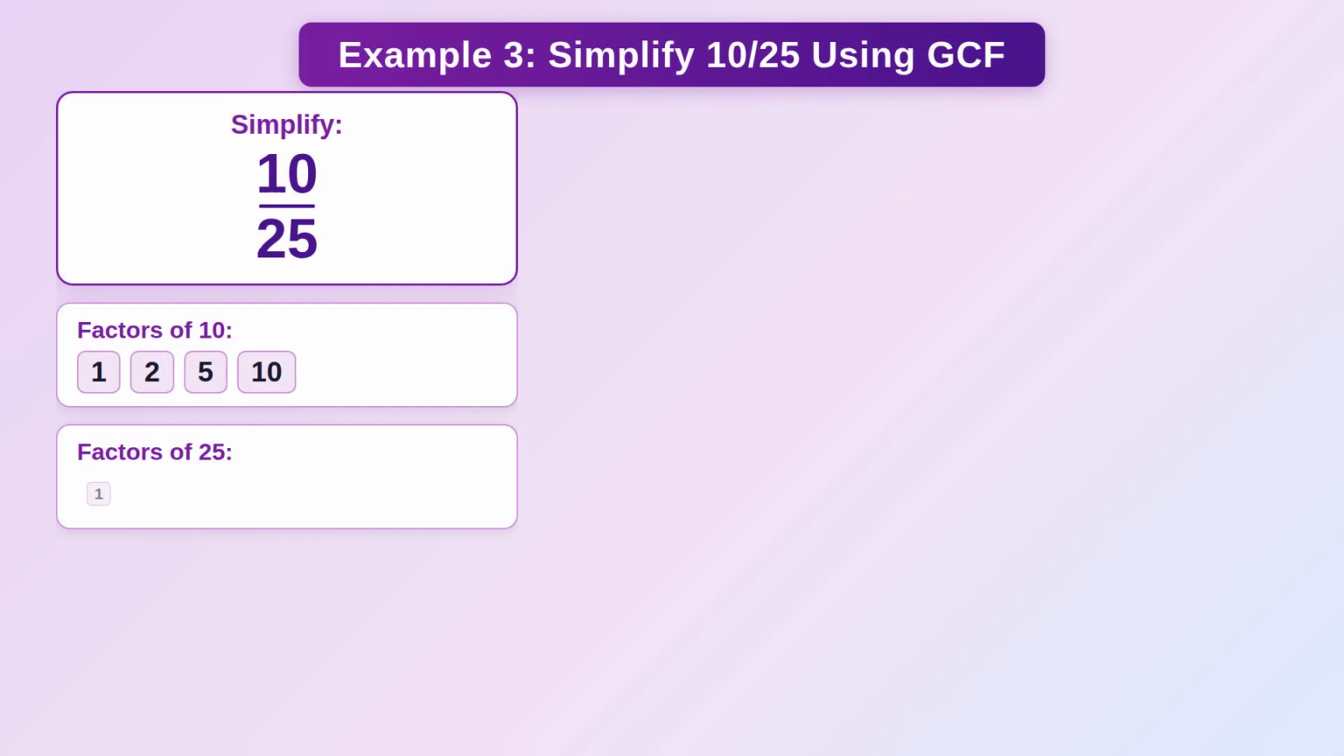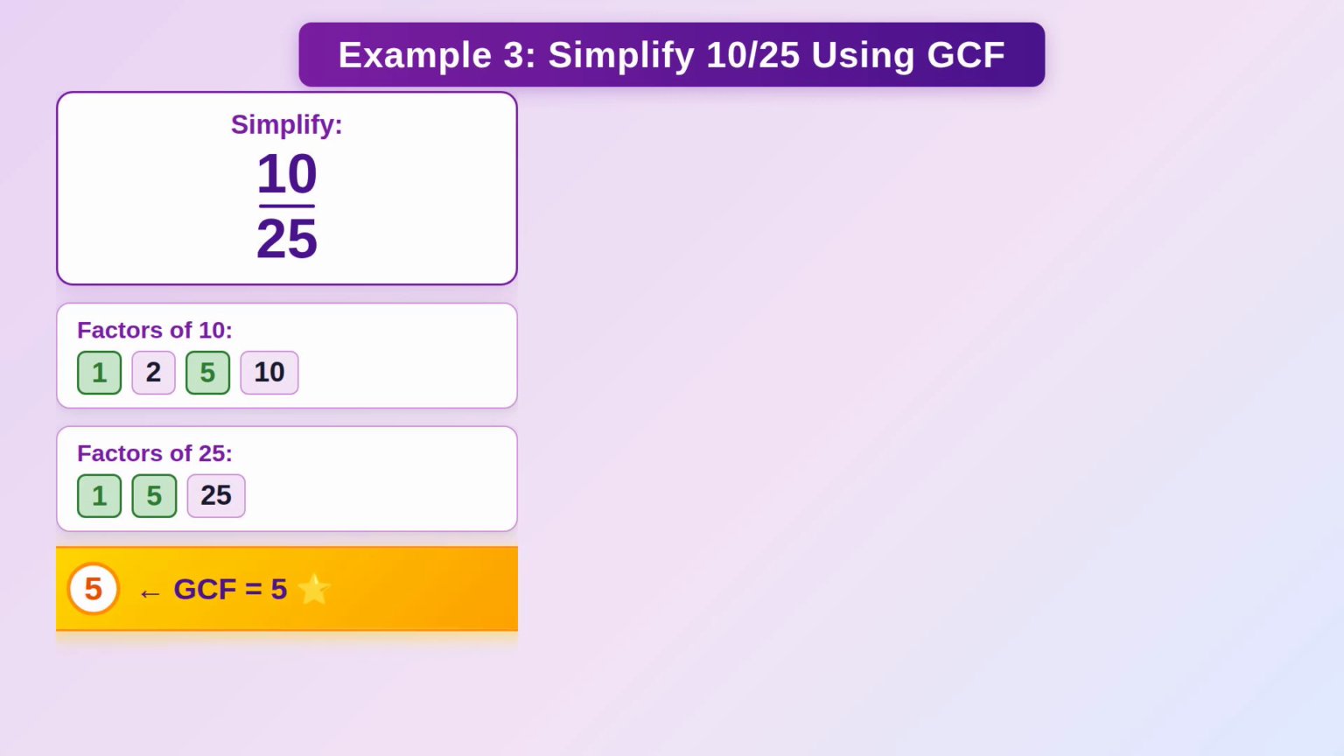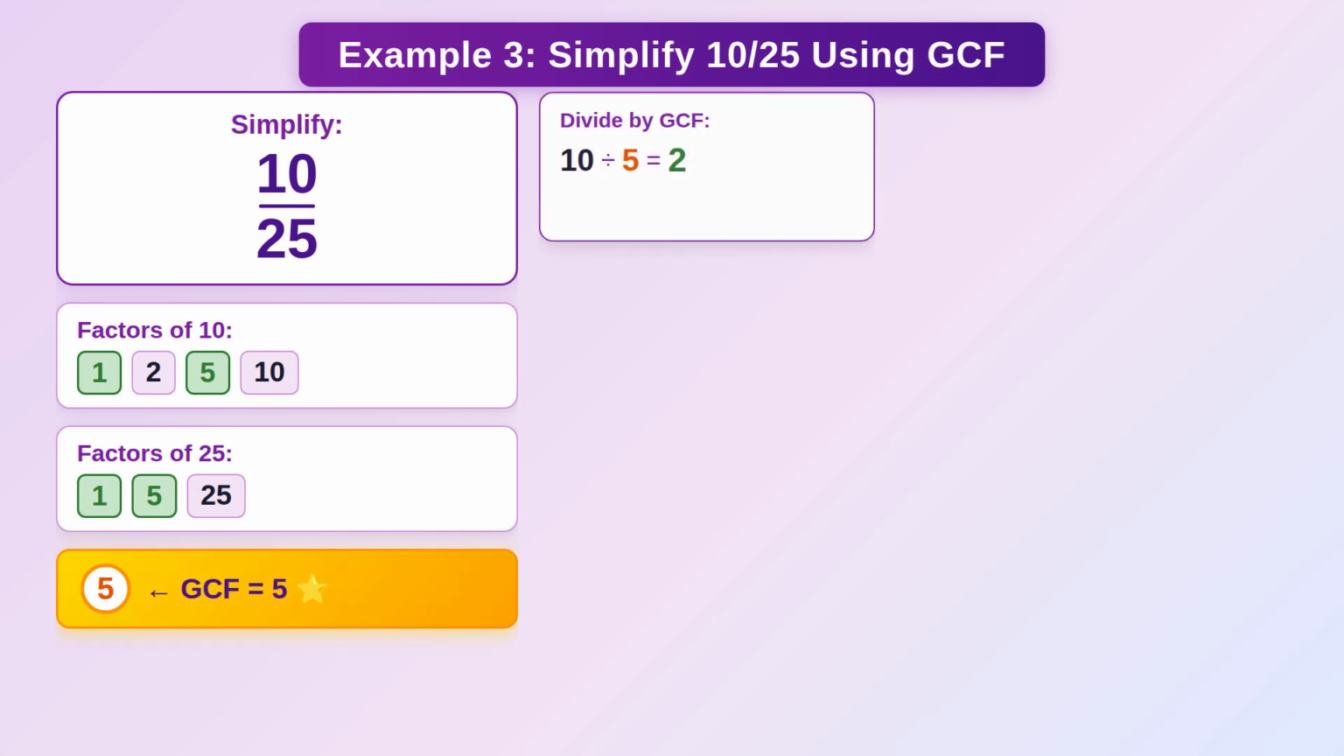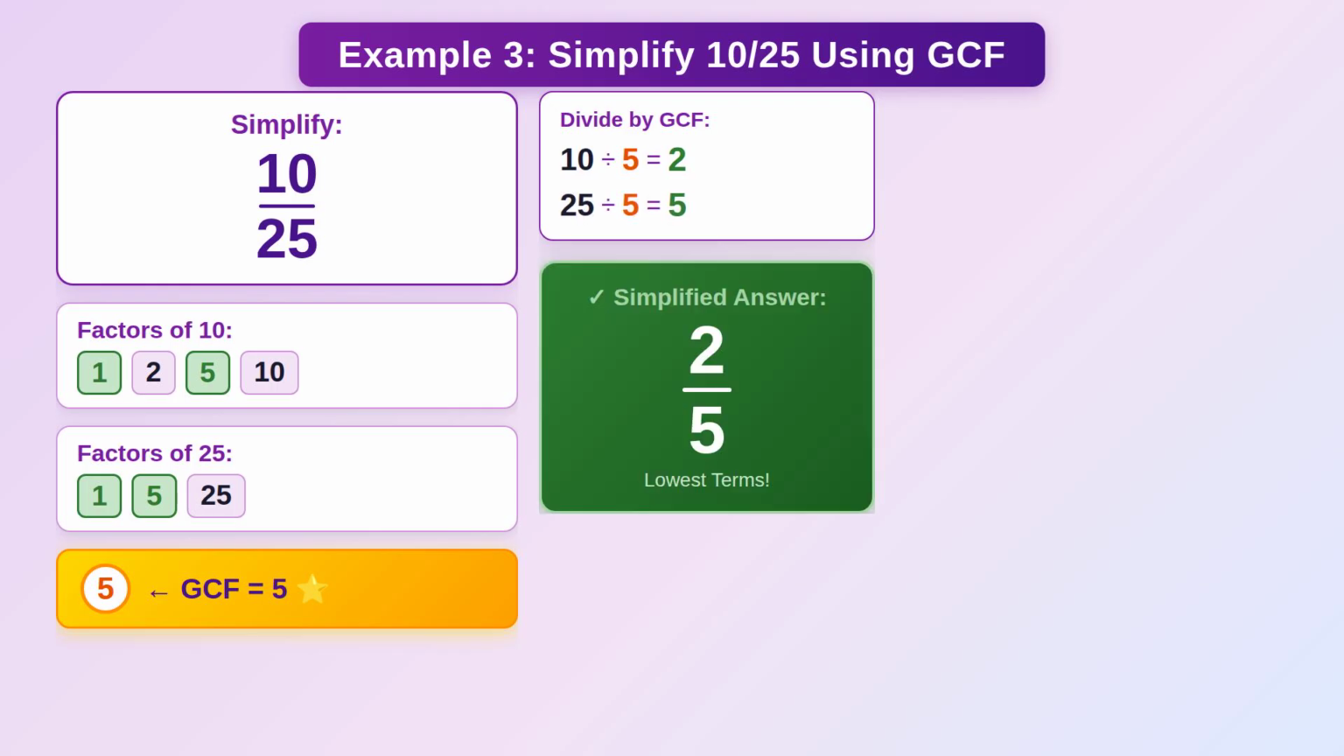Factors of 10 are 1, 2, 5, and 10. Factors of 25 are 1, 5, and 25. Common factors are 1 and 5. The greatest common factor is 5. So we divide. 10 divided by 5 equals 2, and 25 divided by 5 equals 5. That gives us 2 over 5.